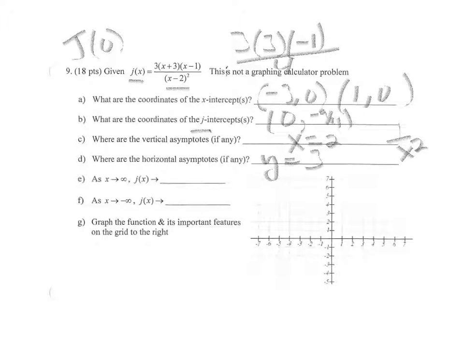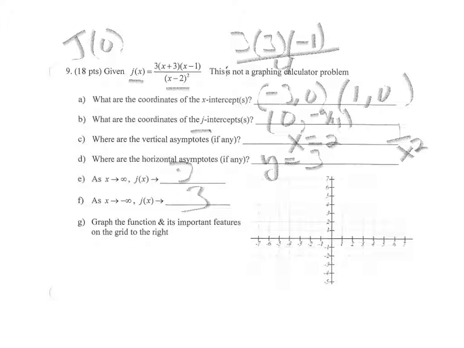More than a couple of you missed these next two questions. If there's a horizontal asymptote, that tells me the long-run behavior is that horizontal asymptote. So as x goes out to infinity, y approaches 3, or j of x approaches 3, and as x approaches negative infinity, j of x also approaches 3.